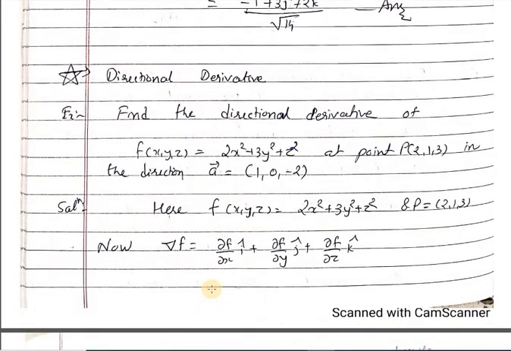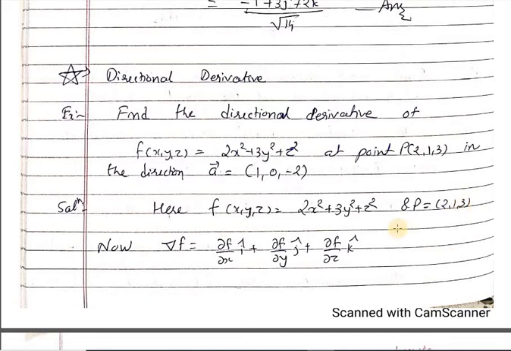Now the directional derivative. Suppose you have been given a function, find the directional derivative of f equal to 2x square plus 3y square plus z square at a point p 2, 1, 3 in the direction of a bar is equal to 1, 0, minus 2. Now see, here you have been given f of x, y, z is equal to 2x square plus 3y square plus z square, and point p is equal to 2, 1, 3.